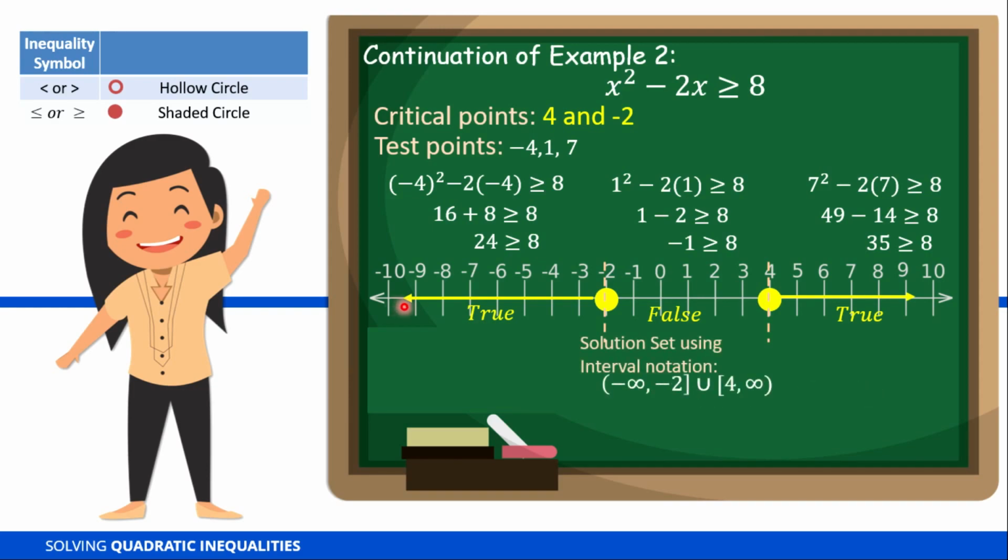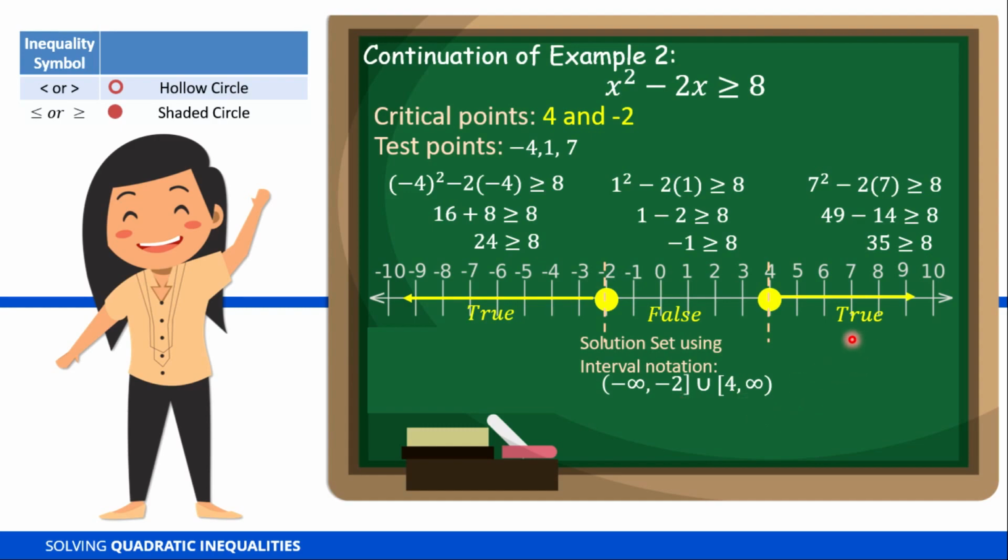Kasama sa solution set natin yung negative infinity. Negative infinity kasi nga tuloy-tuloy yung ating mga negative numbers, less than negative 2. Gumamit tayo dito ng parentheses kasi nga sa infinity ang ginagamit lamang natin ay yung parentheses. Negative infinity to negative 2 and then bracket ang gagamitin kasi kasali ang negative 2 sa ating solution set.